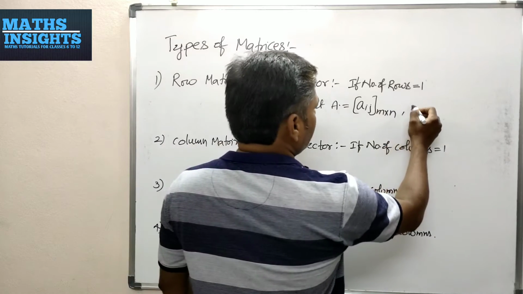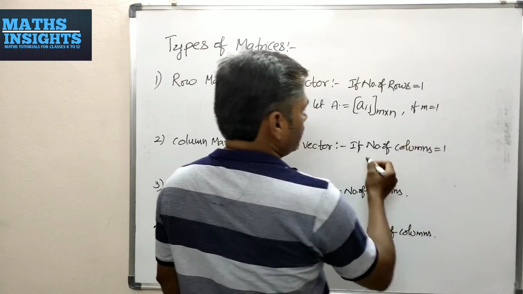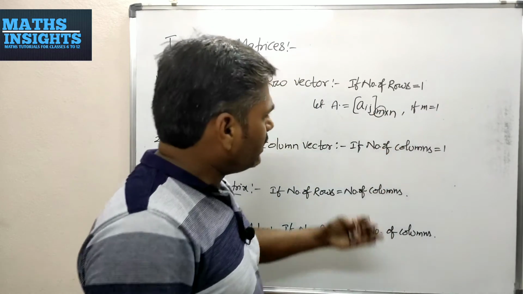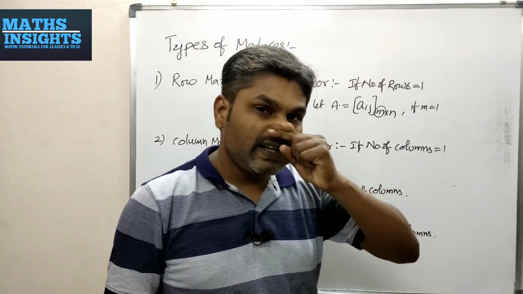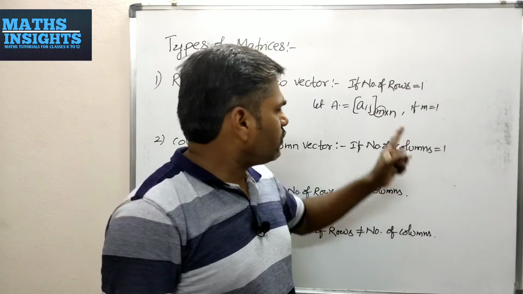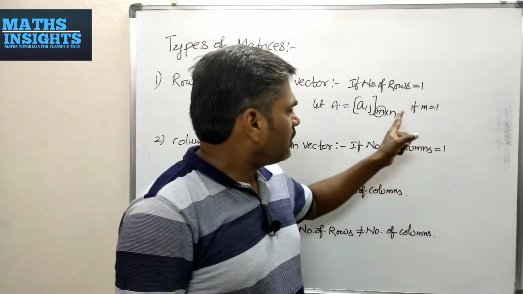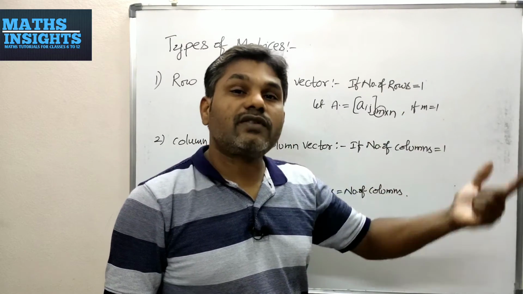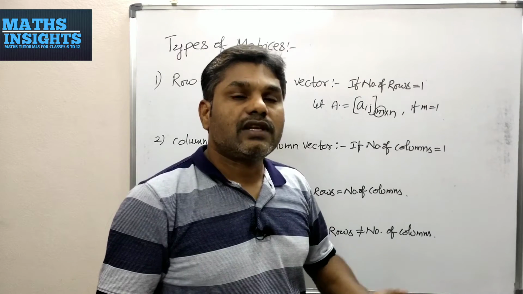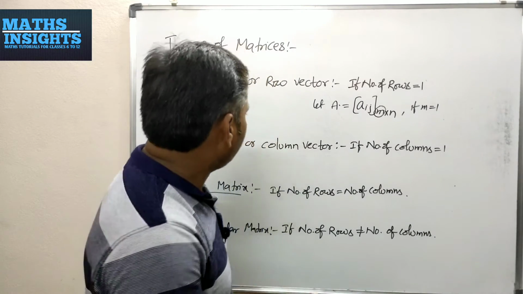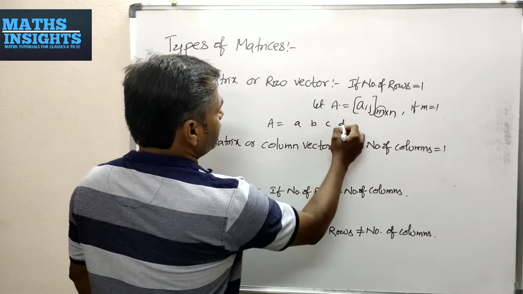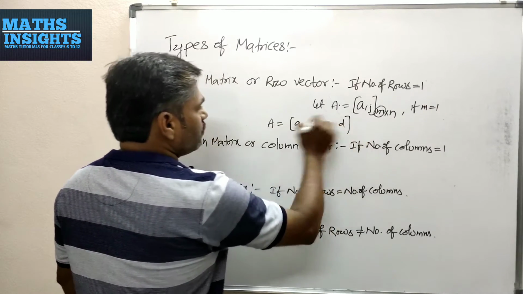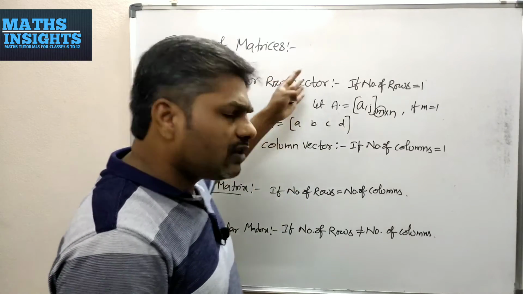In this, if m is equals to 1, m represents the number of rows. What I am saying, if m is 1 means it contains only one row. We don't have any bother about the number of columns. Whatever the number of columns may be, that is not a matter here. For example, I will take A is equals to A, B, C, D. This is one row and different columns.